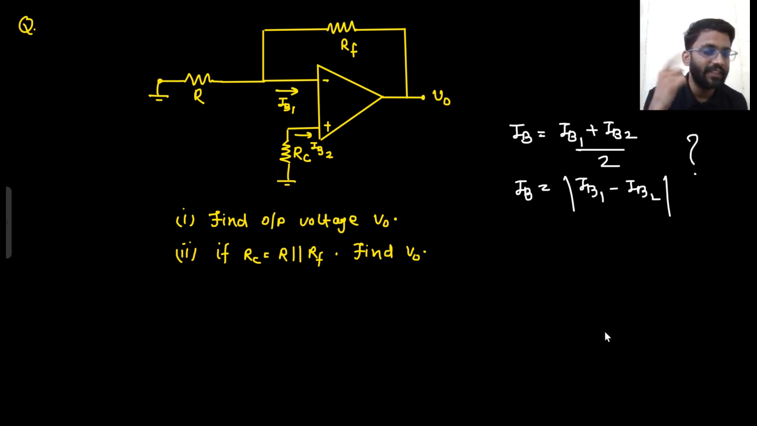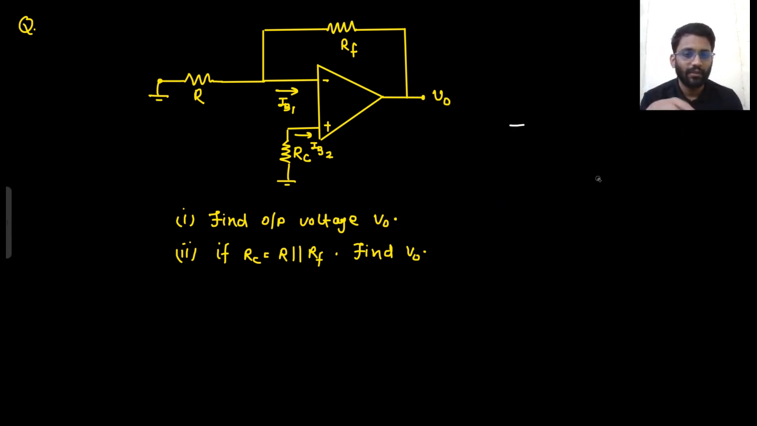So why did we define these parameters? What is the use of these parameters? That we are going to see now with a particular question so that you understand it better. So you need to find the output voltage. This is your question. That's it.